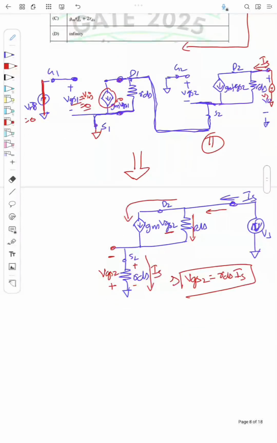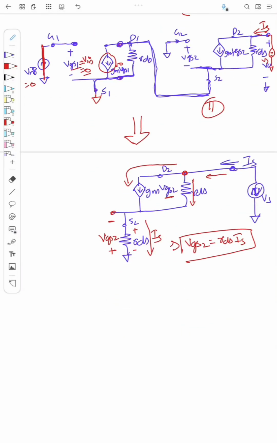Now let us apply the KCL here at this node. The input current is Is, and that is equal to gm VGS2 plus the current through RDS. So what is the current through RDS? The voltage across the RDS, that is this node voltage minus this node voltage, by RDS. So this node voltage is actually Vs, right? So Vs minus, what is this node voltage? That is minus VGS2. So minus VGS2 by the resistance RDS. So that is the current.